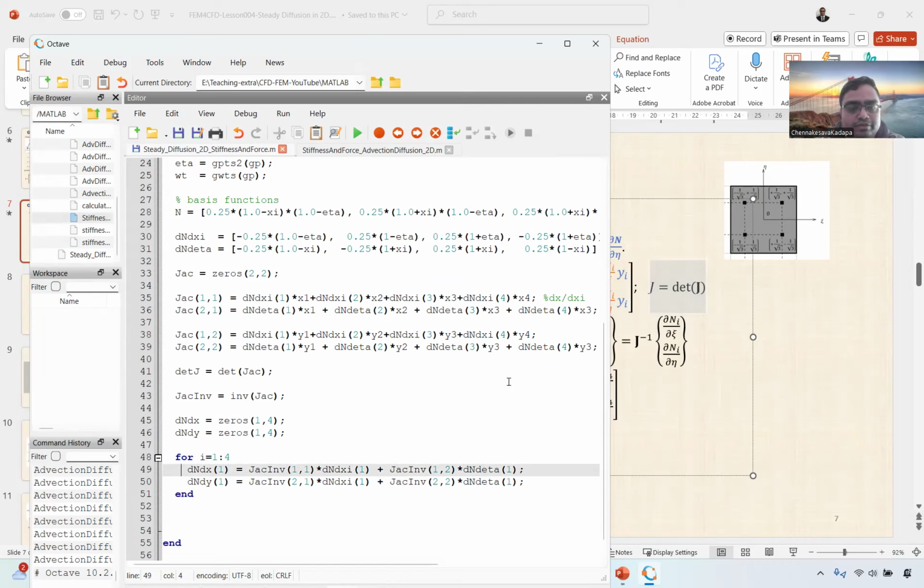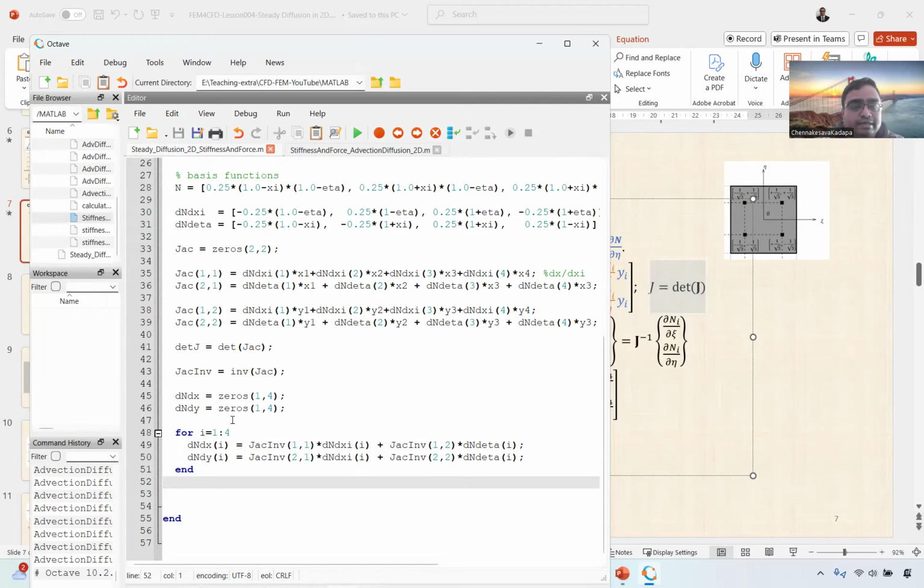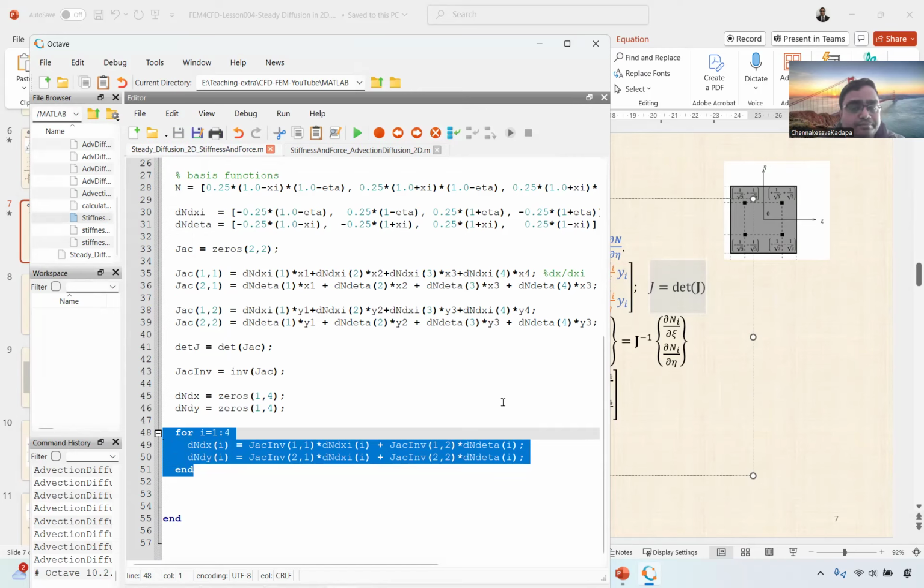Okay, here our loop variable is I. In this way we calculate the derivatives of the basis functions with respect to x and y for all the basis functions. We have 4 basis functions, so I equal to 1 to 4. If you have a different element with a different number of basis functions, this for loop remains exactly the same.